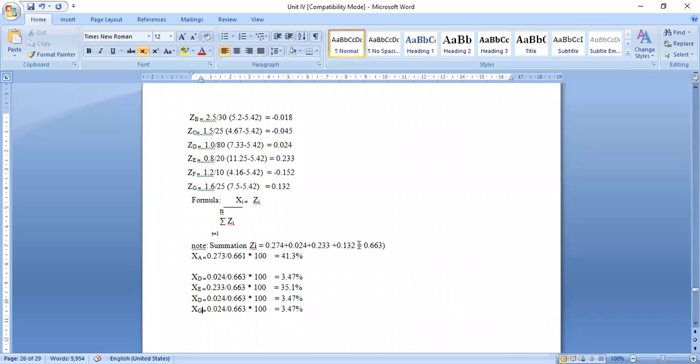So now we will just calculate for security G here. That is 0.132 divided by 0.663. 0.132 divided by 0.663 into 100. So you will get 19.9%.